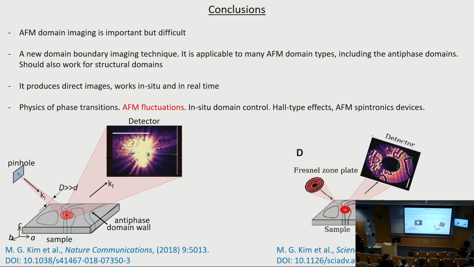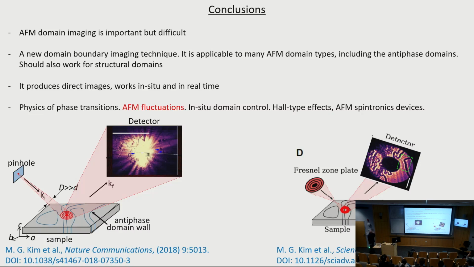The technique produces direct images. You don't need to do any kind of artificial image reconstruction. It works in situ and in real time. I expect in the future, we're working on it, to get interesting and important results for the physics of phase transitions, studying phase transitions in antiferromagnets. We have already observed thermal fluctuations of antiferromagnetic domains in real space for the first time. The technique allows in-situ domain control, and therefore it will be applicable to device-like structures.